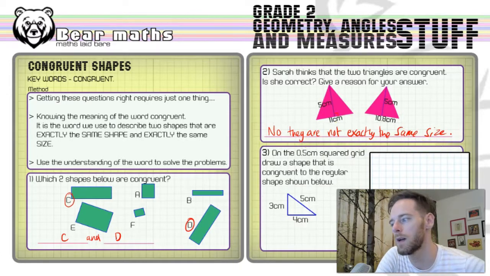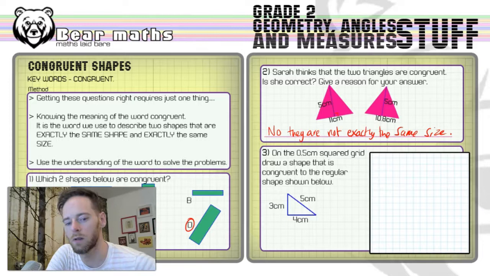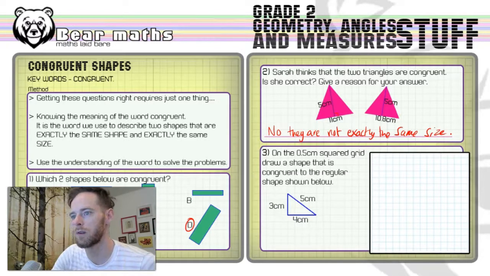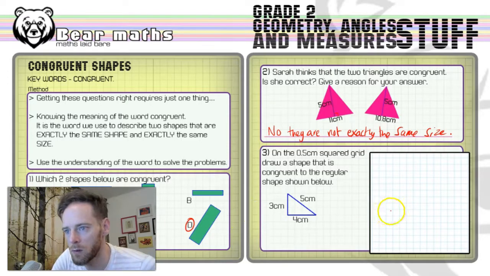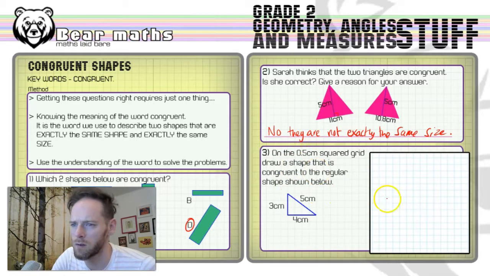Okay, and the third and final question, it might be one that I zoom in for. On the 0.5 centimeter squared grid, so each one of these length here is 0.5 centimeters. Draw a shape that is congruent to the regular shape shown below. Don't think of that as each one of those squares is 0.5 square centimeters, by the way, because 0.5 times 0.5 wouldn't be 0.5 centimeters squared. So what I meant by that was that each one of those lengths is half a centimeter long. That's slightly misleading, I apologize.